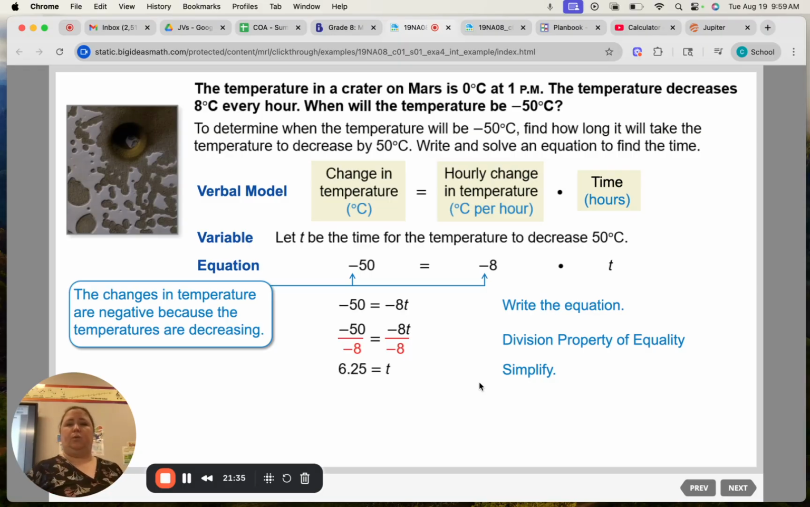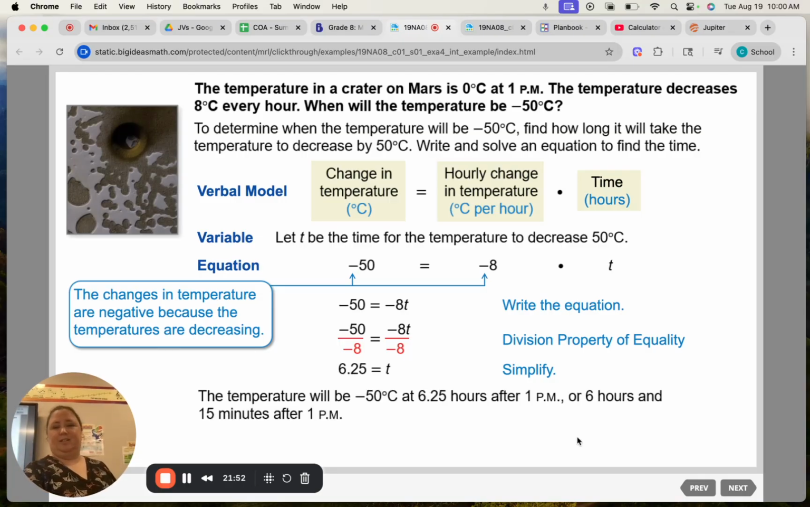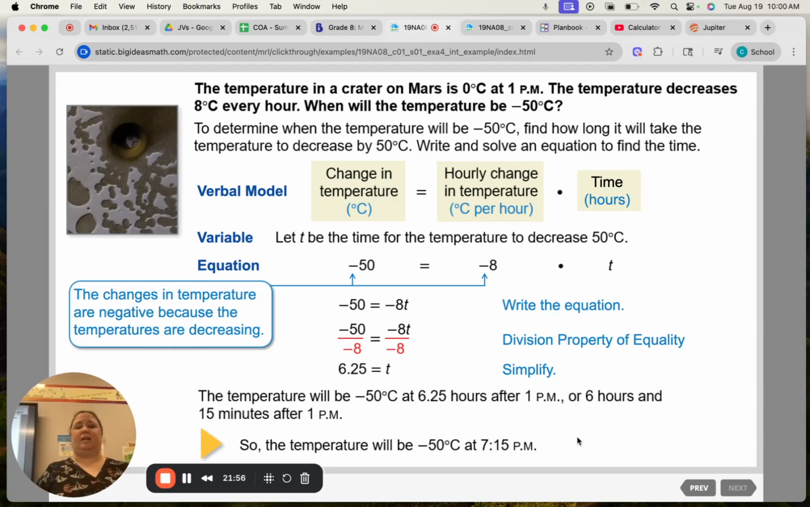So we're going to look at what time did all this start? 1 p.m. So we need to go 6.25 hours later than 1 p.m. So what would that be? If it's 1 now, 7 and 7:15. So at 7:15 p.m., it will be negative 50 degrees. So the answer to this problem is 7:15 p.m. because it wanted to know what time will the temperature be negative 50.